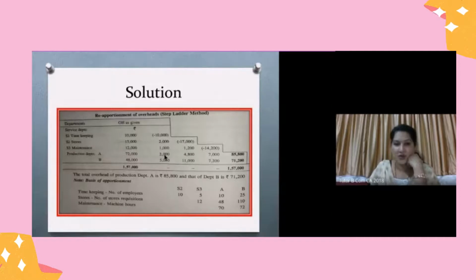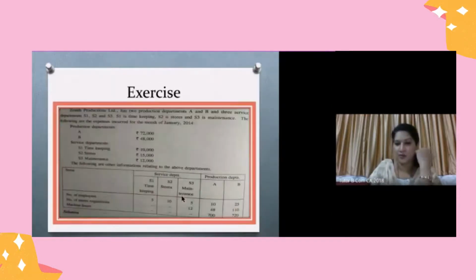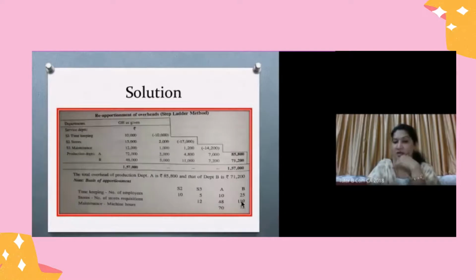Now, in which ratio? We would be sharing in this ratio, which is already given in the question. 10 is to 5 is to 10 is to 25, which means it is 50. So it would be 10,000 into 10 by 50, and here it would be 10,000 into 5 by 50. Here it would be 10,000 into 10 by 50 in the case of A, and here it is 25 by 50. That's how we have done.